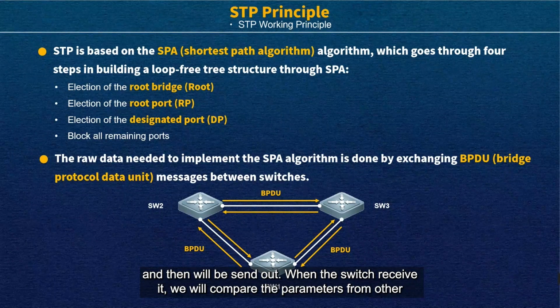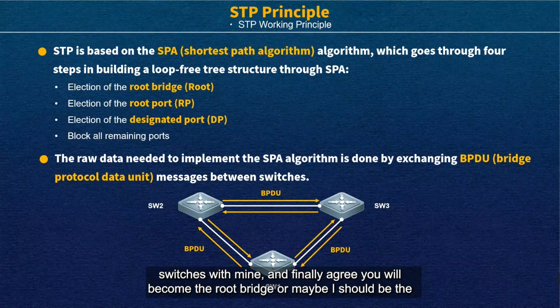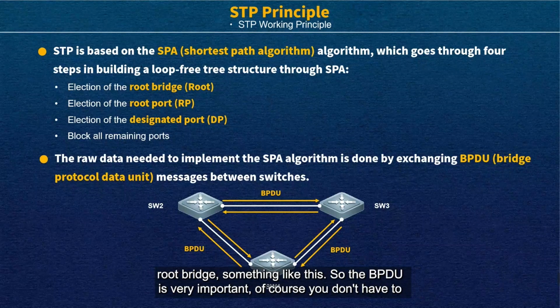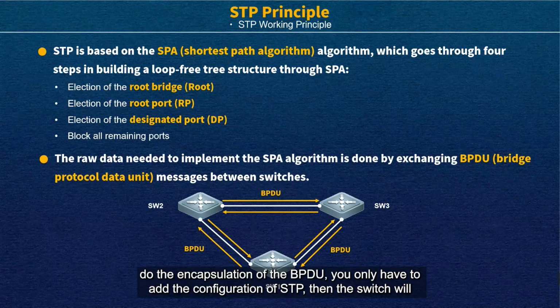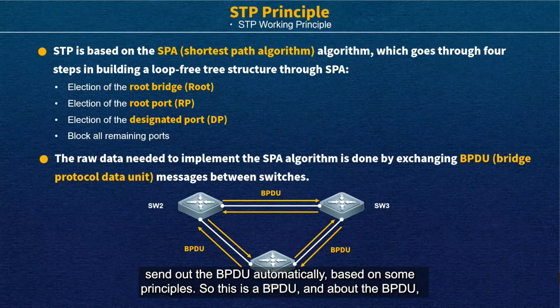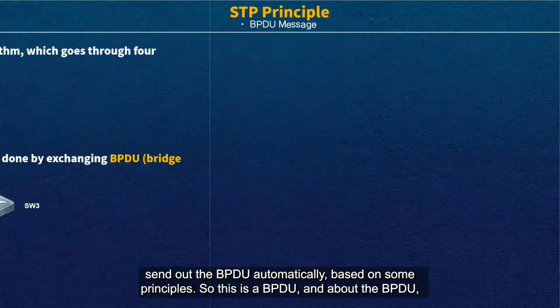When the switch receives it, it will compare the parameters from the other switch with my side. And finally we agree: you will become the root bridge, or maybe I should be the root bridge, something like this. So the BPDU is very important. Of course, you don't have to do the encapsulation of the BPDU. You only have to add the configuration of STP. Then the switch will send out the BPDU automatically based on some principle. So this is a BPDU.